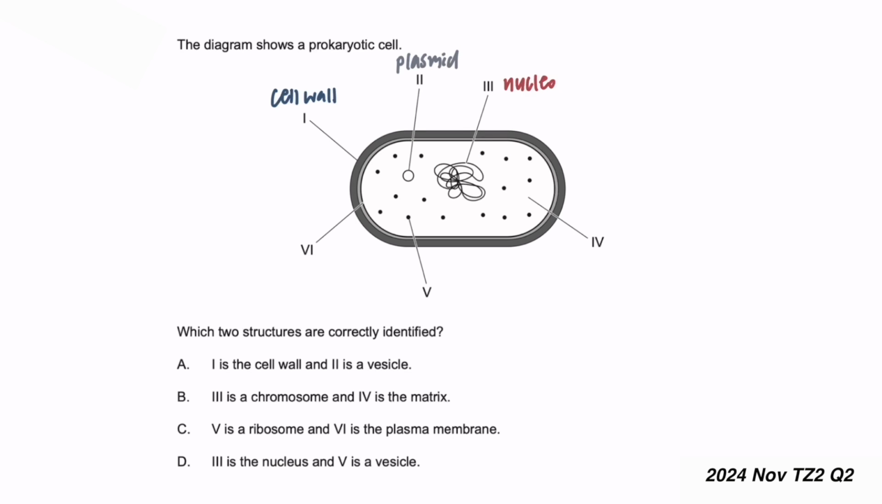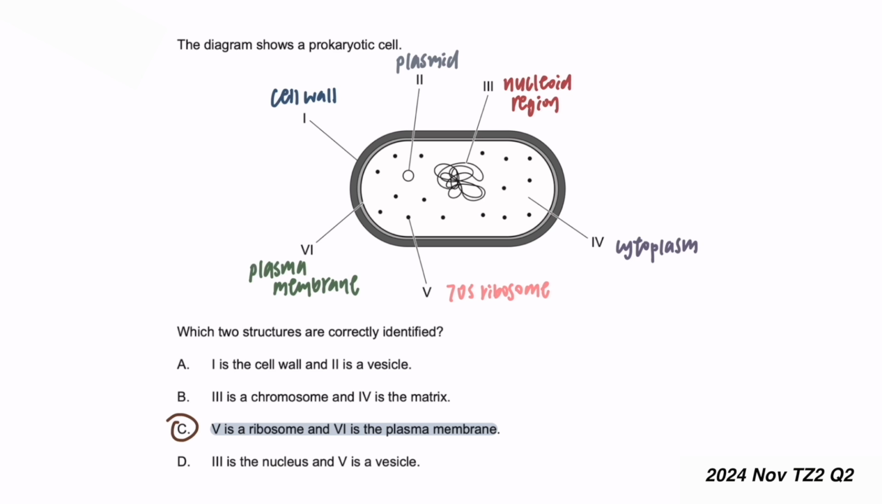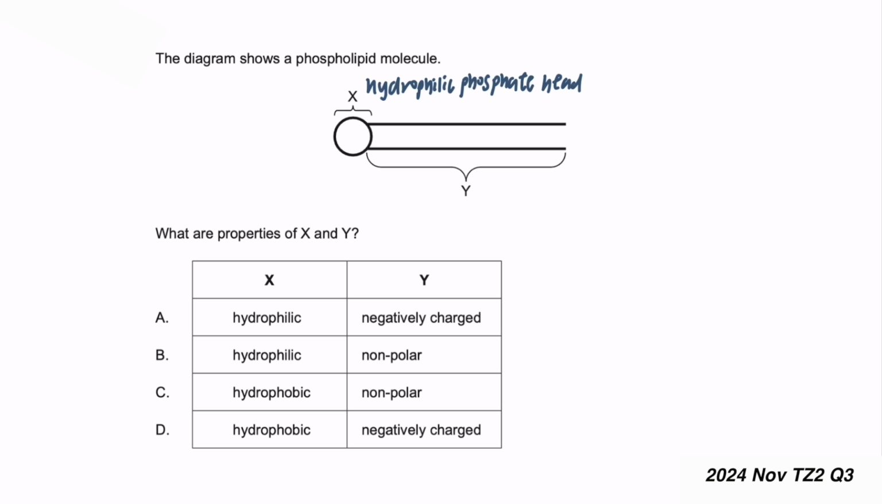These are the structures of the cell. X is the hydrophilic phosphate head, while Y is the hydrophobic fatty acid tail, and hydrophobic is nonpolar.